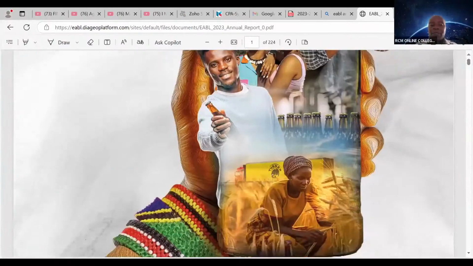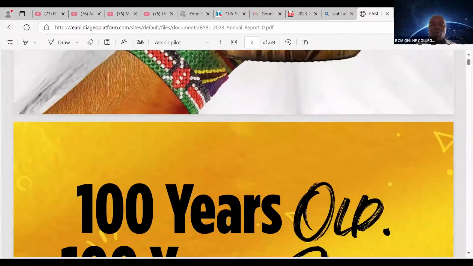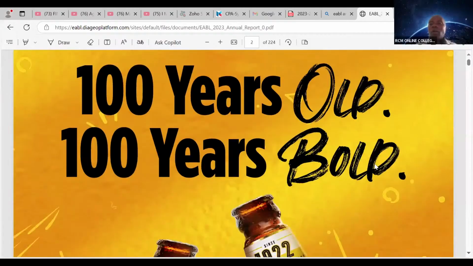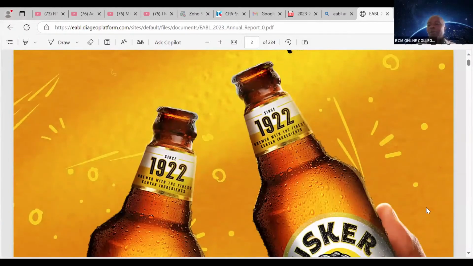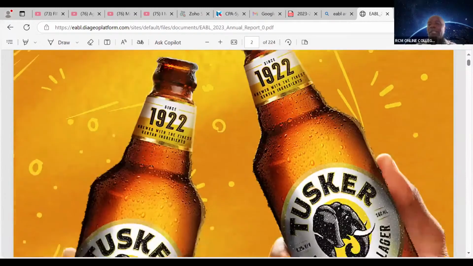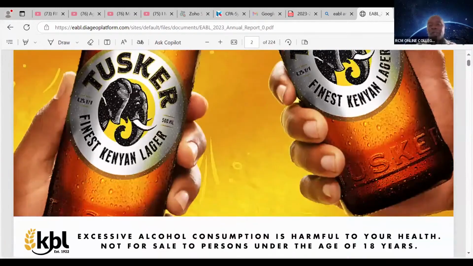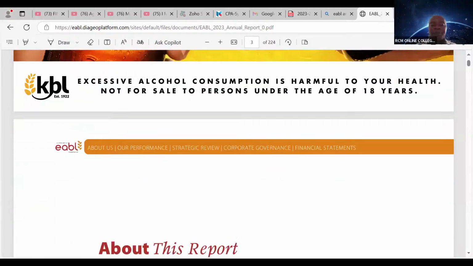Now, ladies and gentlemen, please listen. When you come here, you'll see 100 years old, 100 years old. Very good statement. Since 1922. And then they have Tusker there, which is one of their flagship products.